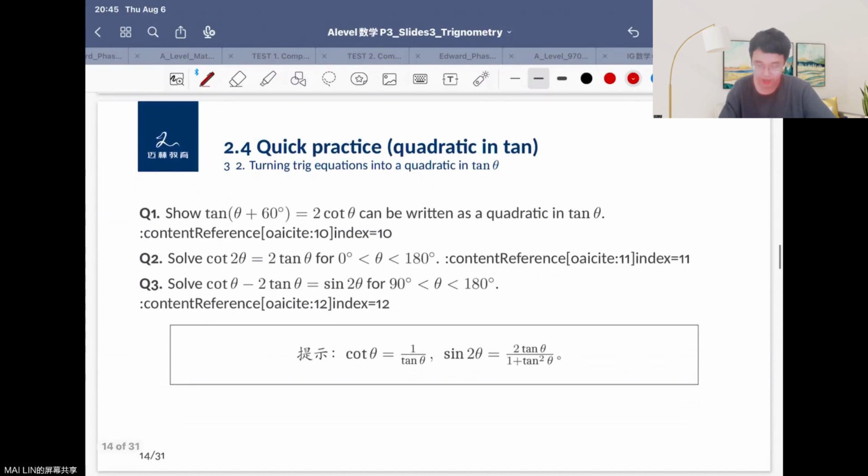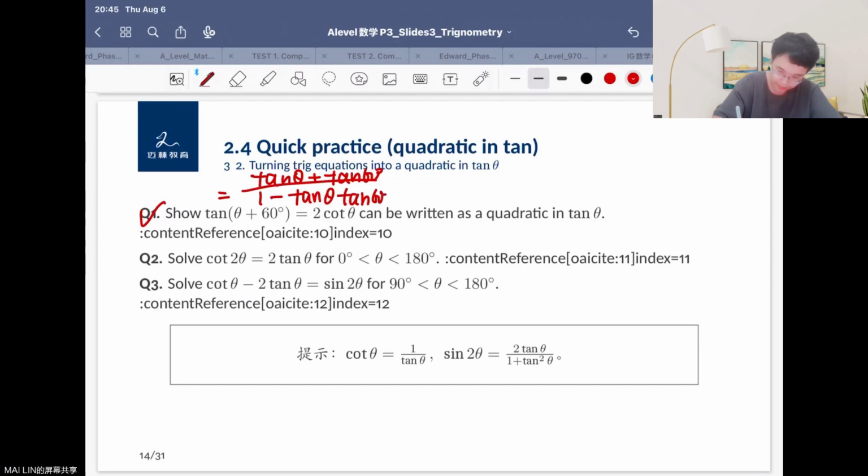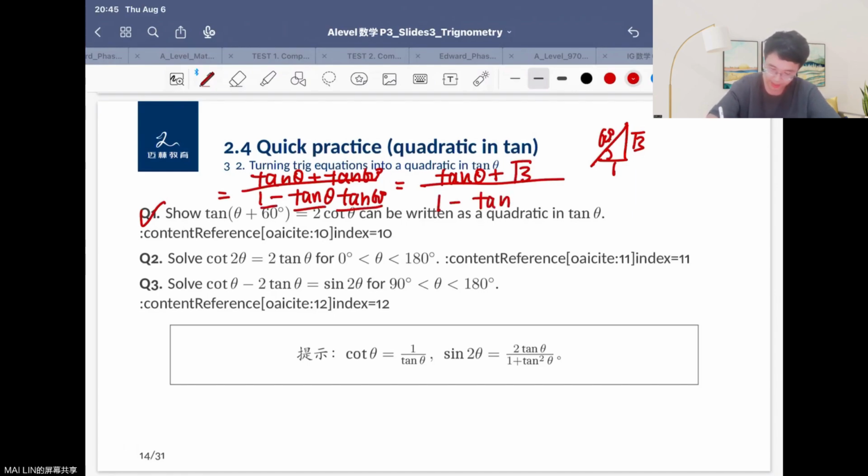For example, for question one, if I want to show tan of theta plus 60 degrees equals 2 times cos theta, you can first use the rule. It equals tan theta plus tan 60 degrees, divided by 1 minus tan theta tan 60 degrees, okay? Tan 60 degrees is square root 3 over 1, right? So it's plus square root 3. And the denominator is 1 minus tan theta times square root 3, okay? That is it. Then you can simplify a little bit and calculate it.